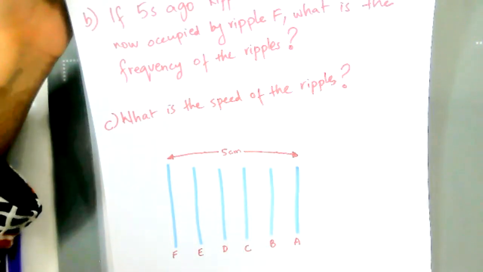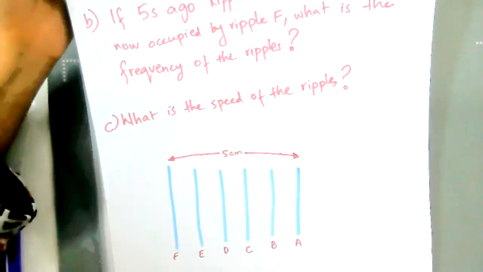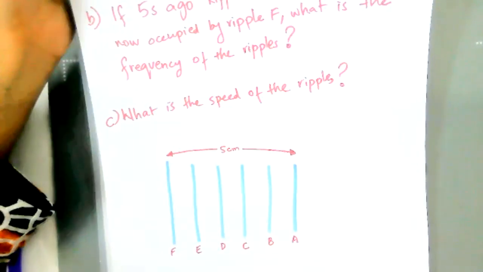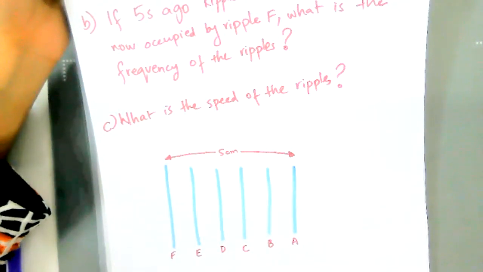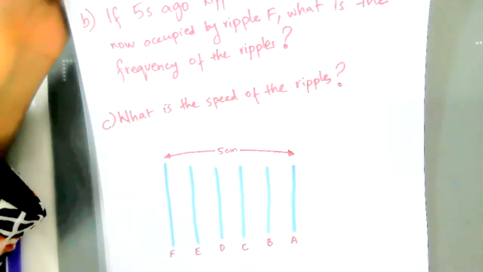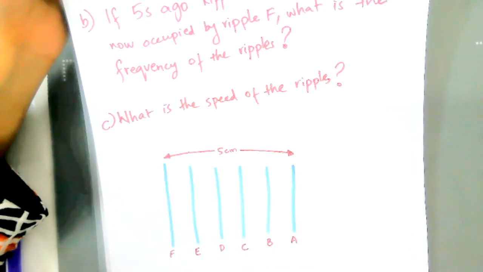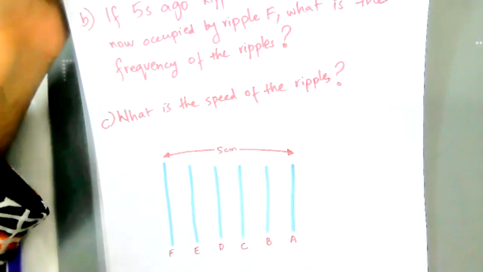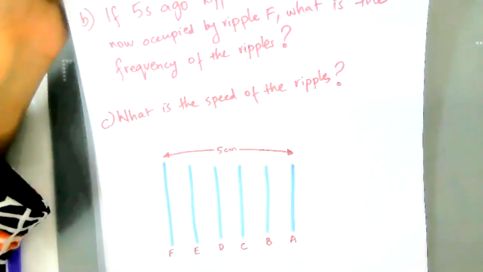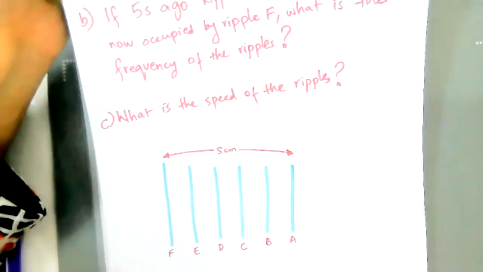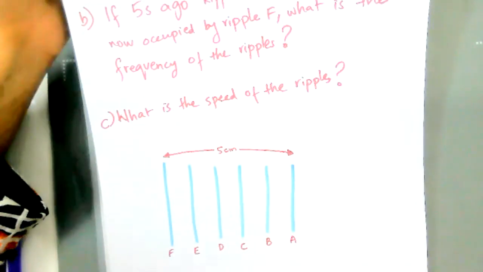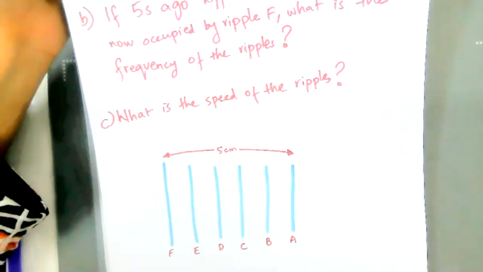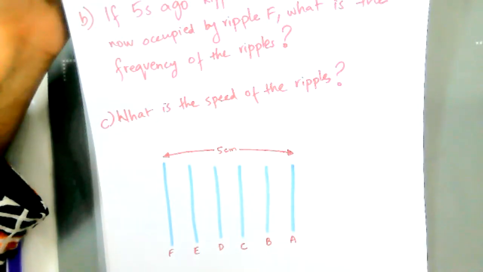Yes, so there are 6 crests. Nabil, I want you to pay attention. One wave is from one crest to another, right? So if you count the spaces between the lines, there are 5 spaces. First is between A and B, second is between B and C, third is between C and D, fourth is between D and E, and fifth is between E and F. So we have 5 complete waves. We divide 5 centimeters by 5 and we get 1 centimeter.